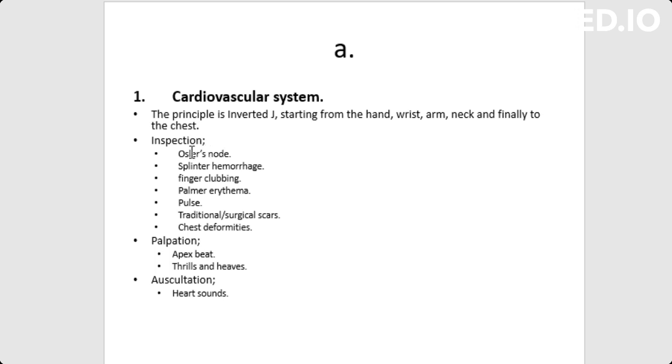You start by inspection, you look for Osler's nodes, splinter hemorrhages on the fingers and the palm, finger clubbing, which usually indicate maybe a respiratory problem or cardiovascular problem. Pulmonary edema, pulse also you need to record, and you need to observe if there are any traditional or surgical scars on the chest. And finally, you need to look for chest deformities. On palpation, you need to palpate for the apex beat, thrills, and the heaves. And you need to auscultate the heart sounds, S1 and S2, S3, and murmurs.